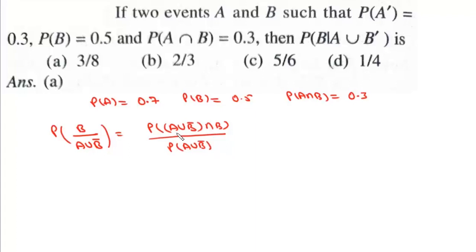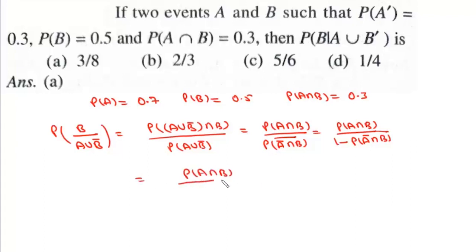Now this is A and B naught, and if you are taking its intersection with B, it will be simply probability of A intersection B, and we know that probability of A union B naught will be 1 minus probability of A naught intersection B. So we can write this as probability of A intersection B upon 1 minus probability of A naught intersection B. Now this is probability of A intersection B, and we can write the denominator as 1 minus probability of B plus probability of A intersection B. Now this probability is 0.3, over 1 minus 0.5 plus 0.3, which is 3 by 8, and that's your option A.